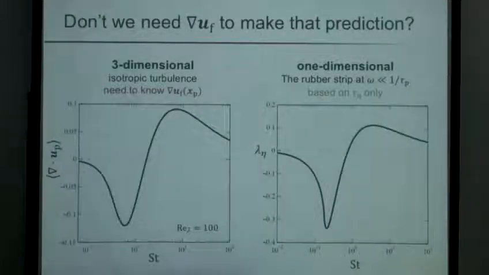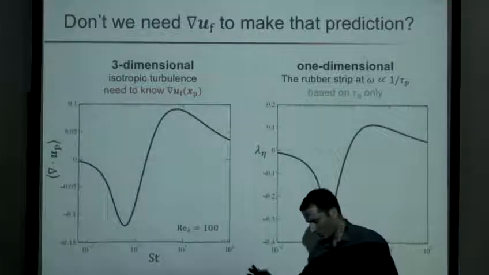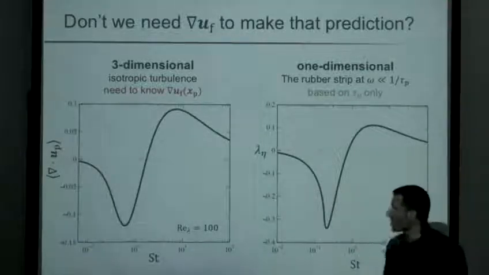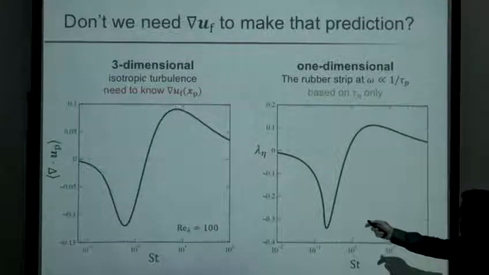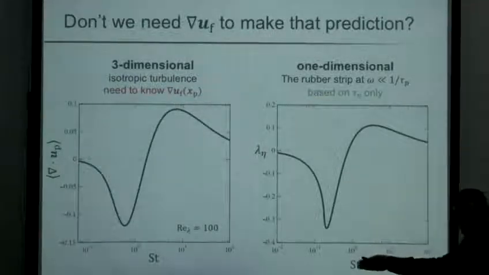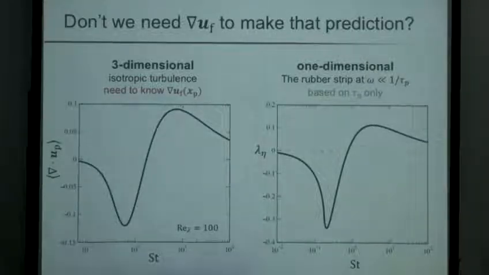Now, there are a number of caveats, and I'm going to go through some of them depending on how much time we have. The first one is that you might say, okay, if you want to really use this formulation and make this prediction, don't you need the velocity gradient along the particle trajectory? And the answer is yes. So it's not a prediction that doesn't require any information from the background flow. You still need that velocity gradient to be able to make that prediction.